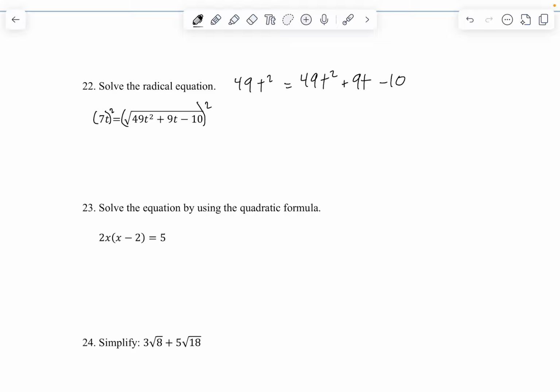If I subtract 49t squared from both sides, I just get 0 equals 9t minus 10. If I add 10 to both sides, I get 10 equals 9t. Divide both sides by 9, I get t equals 10 ninths. Like so.